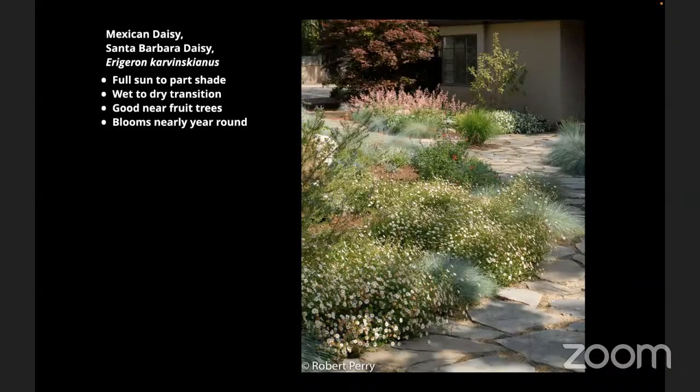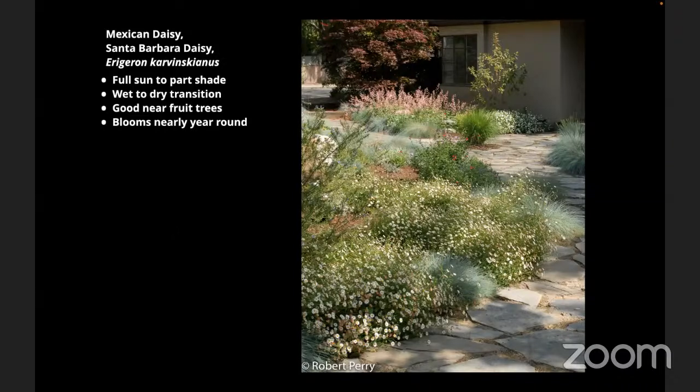Another plant native to Baja, not to California. And I think even in Baja, it's not quite considered part of the California floristic province, but works very well in a waterwise garden, is Mexican daisy or Santa Barbara daisy, goes by both names. It grows in full sun to part shade. In full sun, it's probably going to want water about twice a month to really stay looking good.